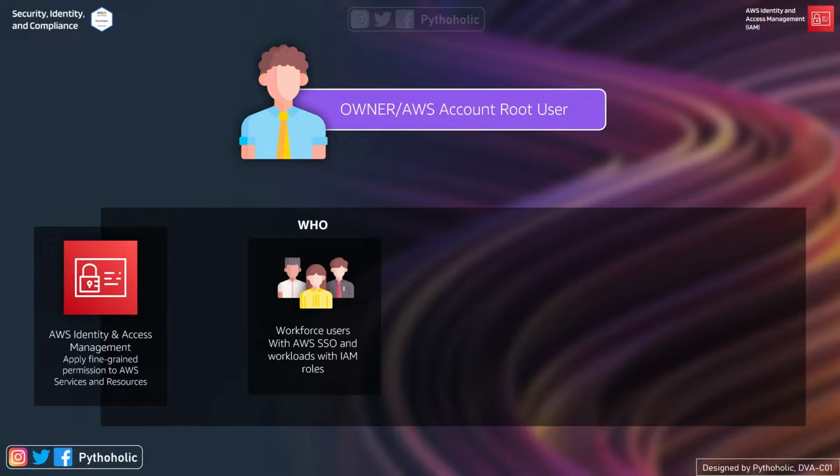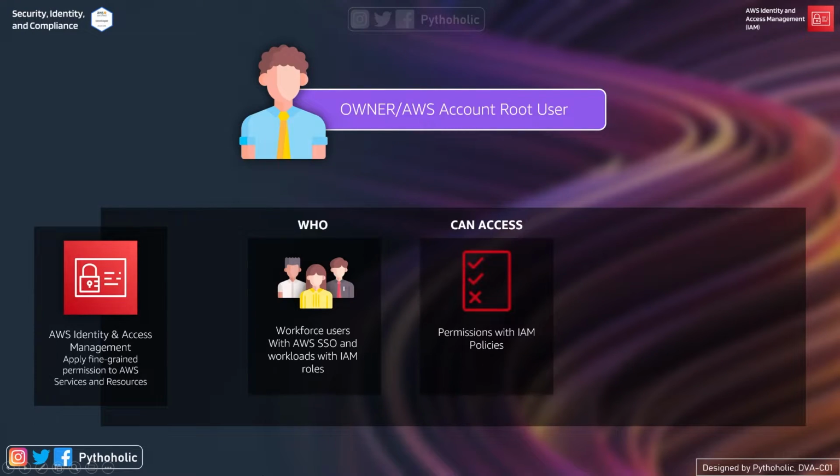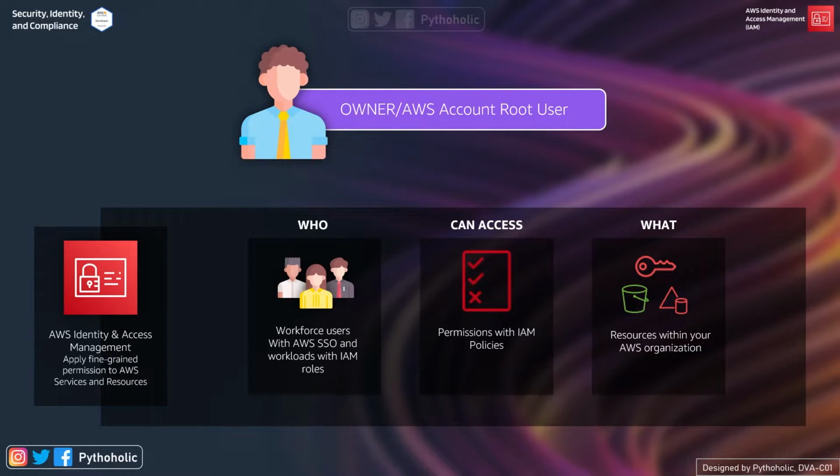Let's suppose you are hosting an application on EC2 and it needs access to an S3 bucket so that it can store files on the bucket. Then you can create an IAM role that has the permissions to write on the AWS S3 bucket that you have and attach the IAM role to your EC2 instance. So it could be the workforce or the workload with IAM role. And that's where we define the policies, that is the can-access part, which provides permissions that are defined in your IAM policies. And on what? Yes, the what part is your resources within your AWS organization.